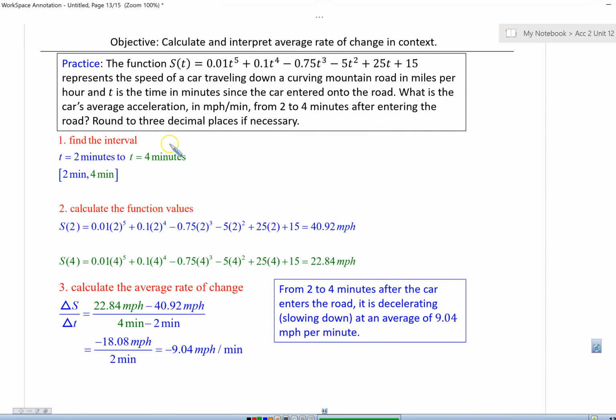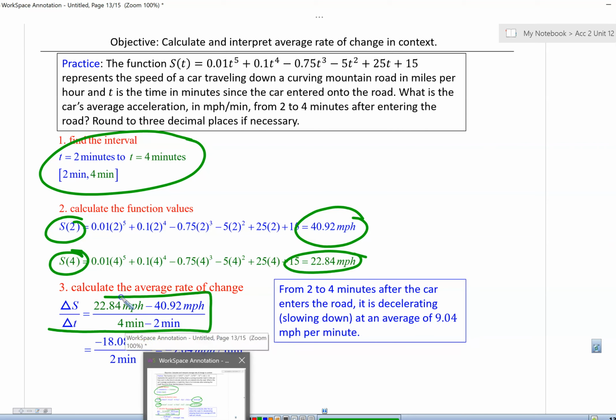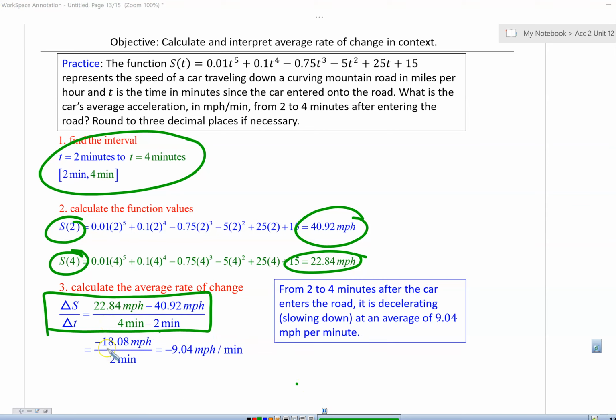So here your interval was 2 minutes to 4 minutes. Your value for 2 minutes should have been 40.92 miles per hour. Your value for 4 minutes should have been 22.84 miles per hour. So set it up this way, or if you did 2 minus 4 in your denominator, then you should have 40.92 minus the 22.84. And it should have come out to a negative, notice. And so we have a change in negative 9.04 miles per hour per minute.